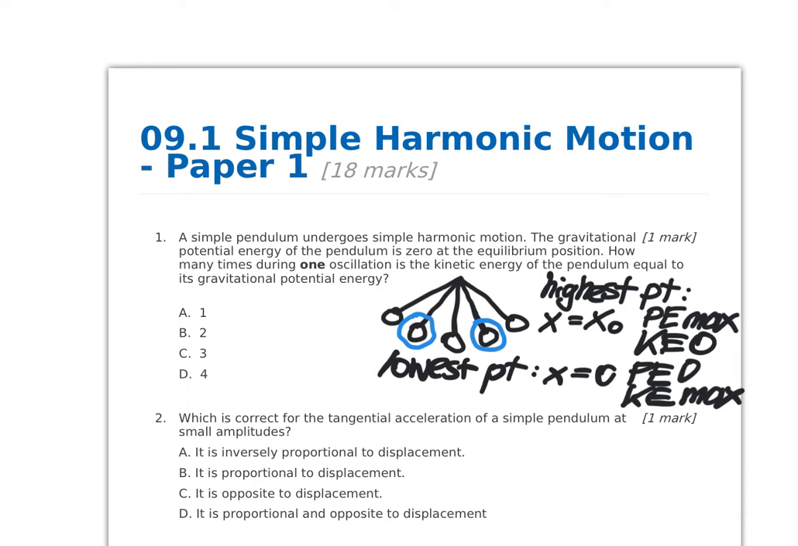Now it says during one oscillation, when is this true? So in other words, in one oscillation, how many times are those points hit? If we start from over here, and then we swing through to this side, and then we swing back to the other side, then we actually hit those points that I highlighted 4 times in the complete cycle. So the answer is D, 4 times.